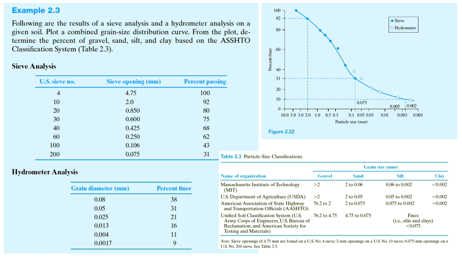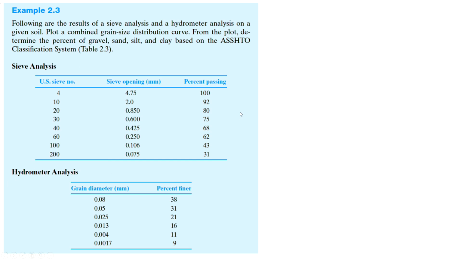The second example gives you a sieve analysis and a hydrometer analysis, and asks you to plot a combined grain size distribution curve. And from the plot, it asks you to determine the percent of gravel, sand, silt, and clay based on the AASHTO classification system. So this is the question.